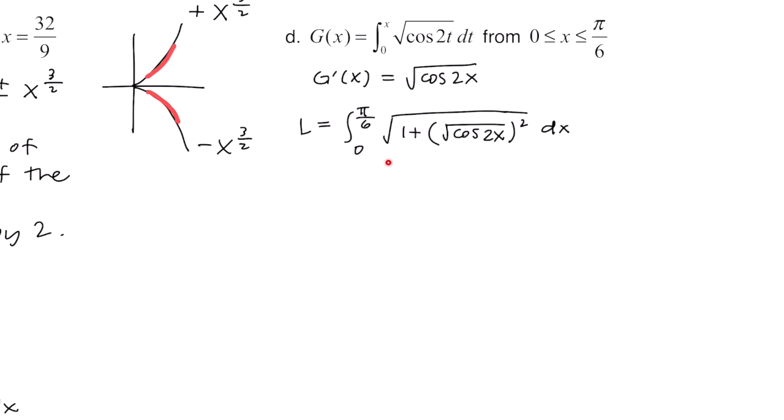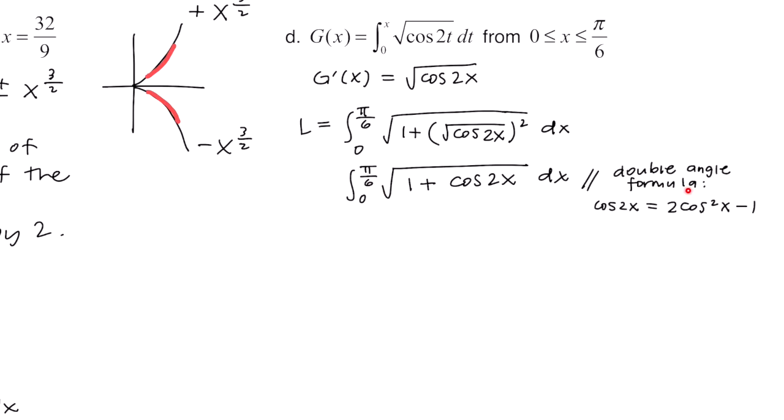Okay, so everything's plugged in. This square root and square are going to cancel. So now we have the integral from 0 to pi over 6 of the square root of 1 plus cosine of 2x dx. So next we're going to use the double angle formula, which is cosine of 2x equals 2 cosine squared of x minus 1. So we're going to take this and plug it in right here.